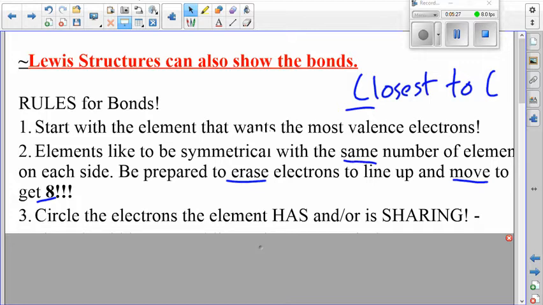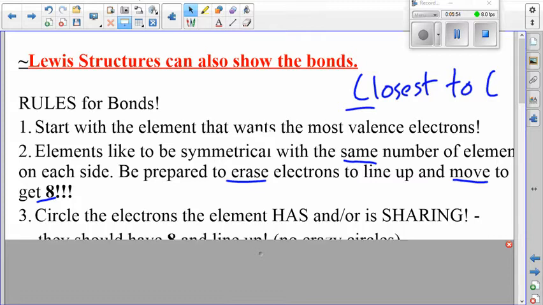Towards the end, you need to circle the electrons that the element has and or is sharing. So you need to put a circle around all the electrons that we're talking about, a particular element has or is sharing. So we're going to have a lot of circles on our pages here. You'll notice my answer keys are covered in circles. John from fourth period called the problems very Venn diagram-y. It's a new adjective, I guess. Venn diagram-y. So, well, you'll see what we mean here shortly.